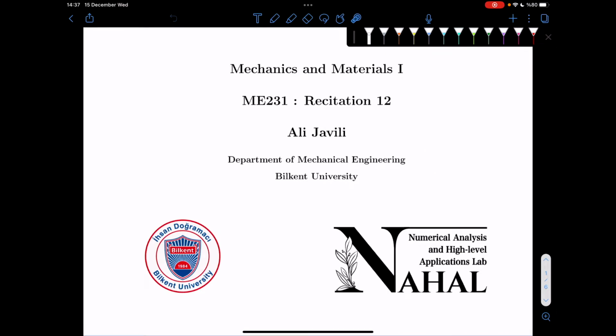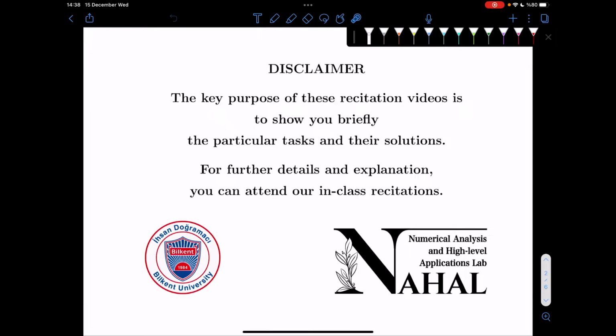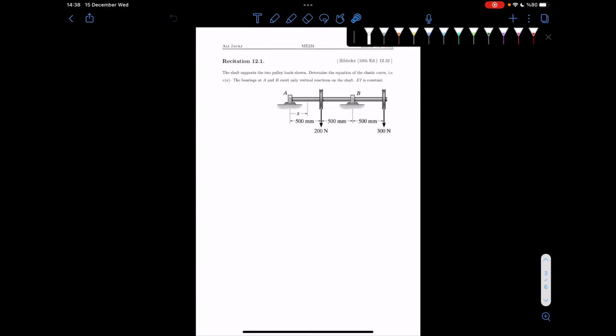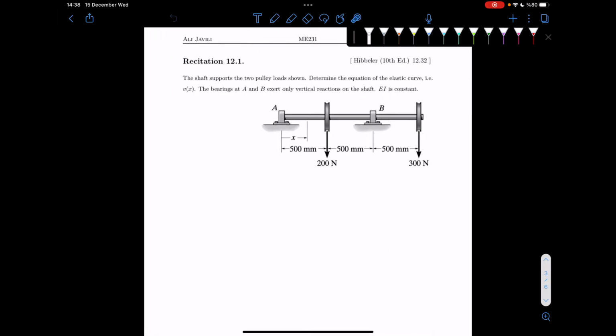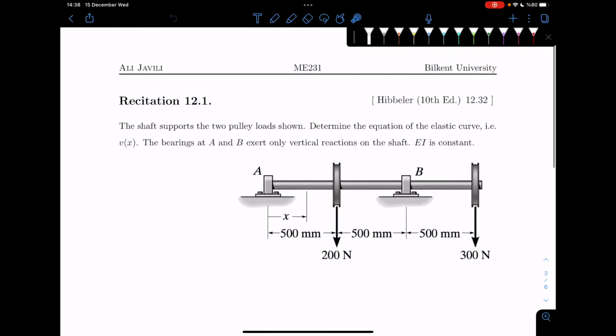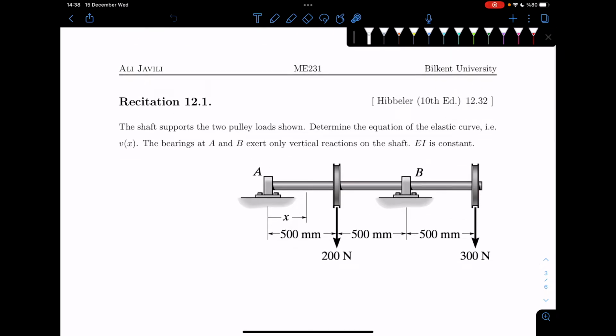Hello everyone. Welcome to Recitation 12 on Mechanics and Materials 1. Again, we have 4 exercises, but we mainly talk about the first 2, and I think once you learn these, then every problem similar to these would be straightforward.